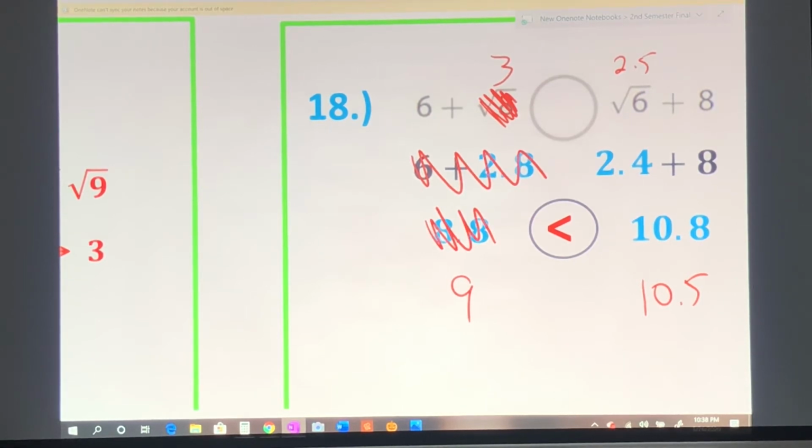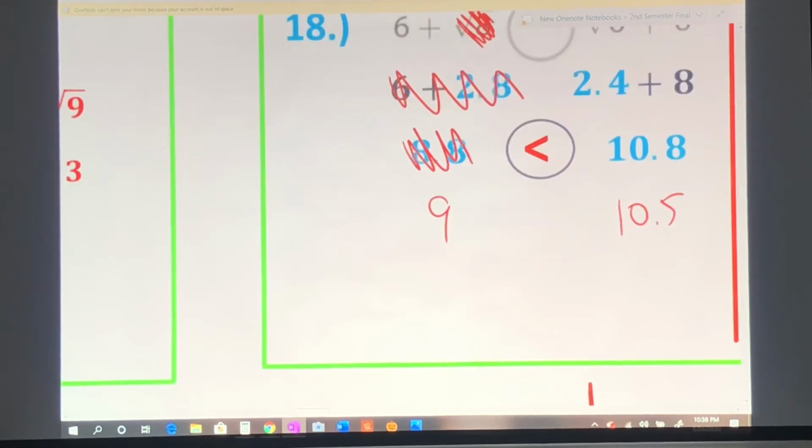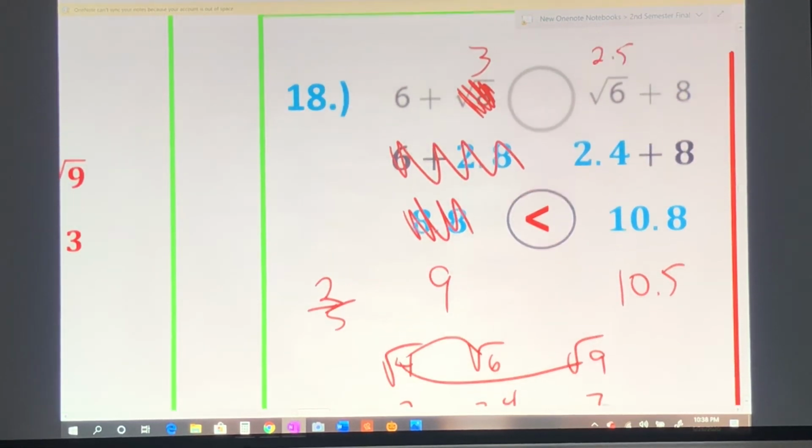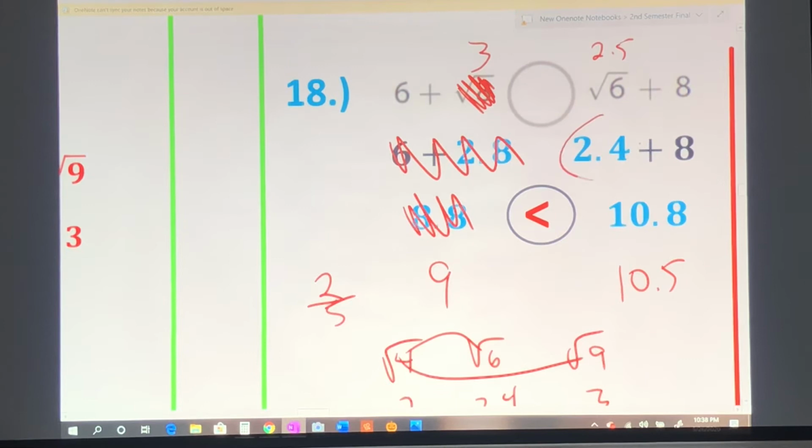I hope that's not confusing, but you got to look at those and you got to think. What's the square root of 6? Well, the square root of 6 sits in between the square root of 4 and the square root of 9. 4 is 2, 9 is 3. From here to here is 2. From here to here is 5. It's 2/5, so it's like 2.4. Yeah, and there's 2.4.